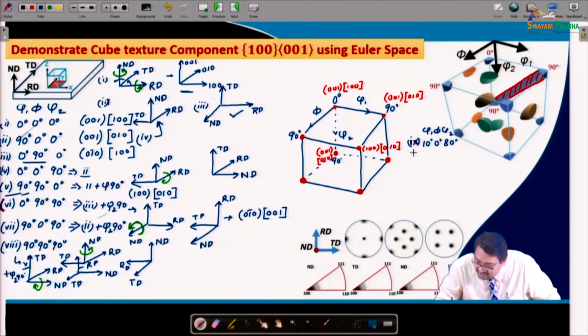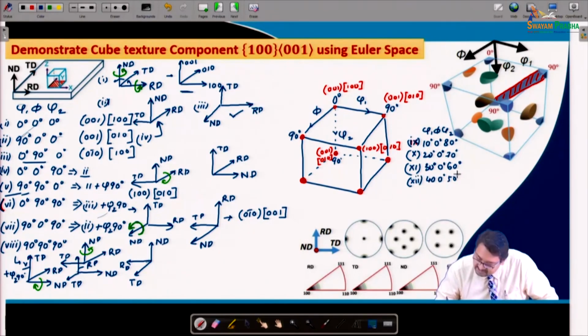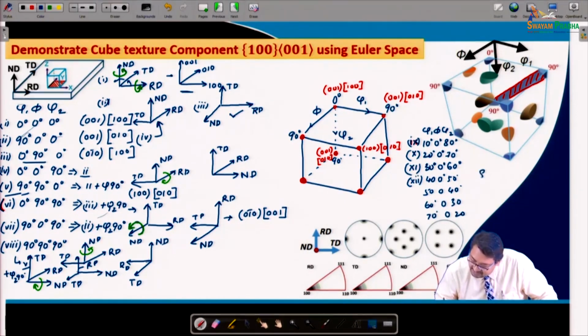And then we can do this for 20 degrees at 70 degree, phi 1 20 degree and phi 2 at 70 degree, then the 11th case 30 degree and 60 degrees, right, and the other cases, 12th case like 40 degrees and 50 degrees, and like that you see 50 degrees and 40, and 60 0 30 and 70 0 20, 80 0 10, right.